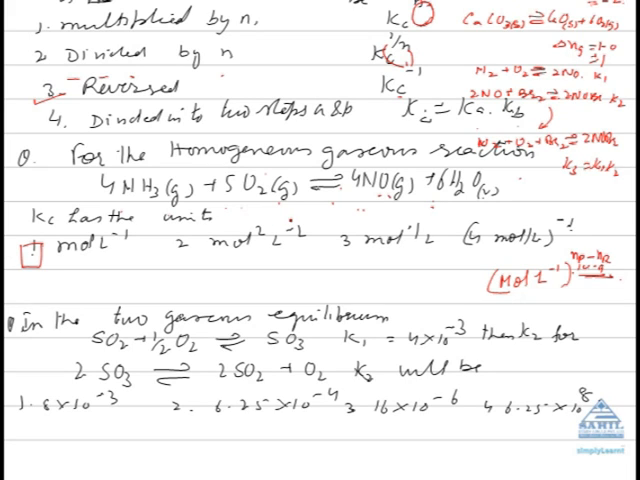Again, he can ask another question. What is the relationship between Kp and Kc for this expression? So in this case, Kp will be equal to Kc into RT raised to the power delta n, and the value of delta n is 1. So Kp will be equal to Kc into RT. Or he can ask you another question.